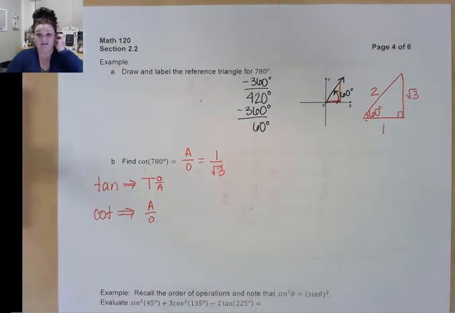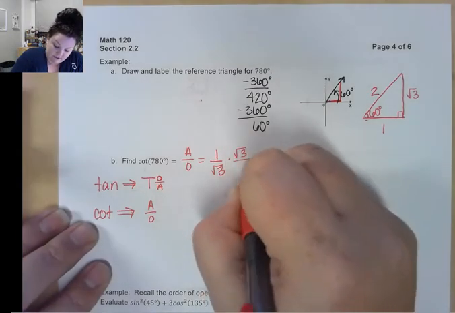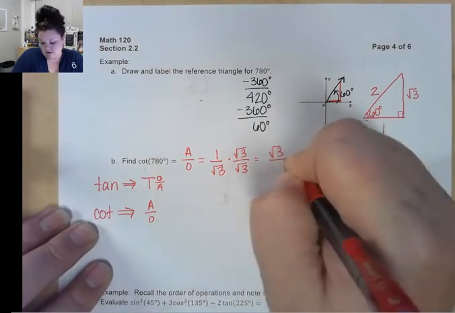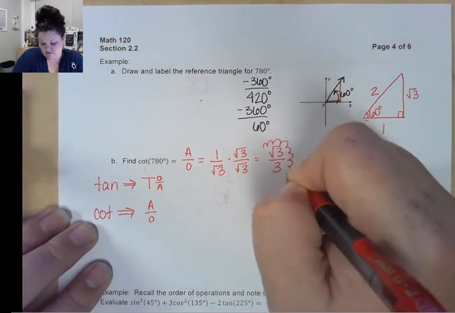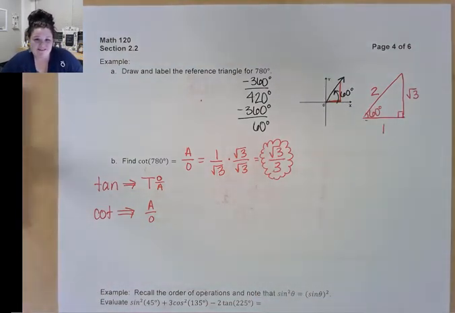And then the last thing I need to do is rationalize my denominator. So I'm going to go ahead and multiply by square root of 3 over square root of 3, which gives me square root of 3 over 3. Okay, maybe not too bad. Draw the angle in standard position, determine the reference angle, and then we can draw our reference triangle, and then make sure you check the signs of your reference triangle. Okay? All right, let's look at a little bit more complicated one.